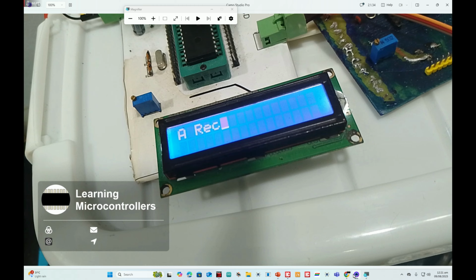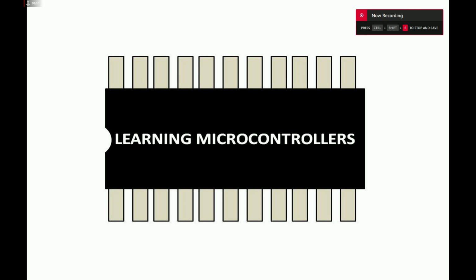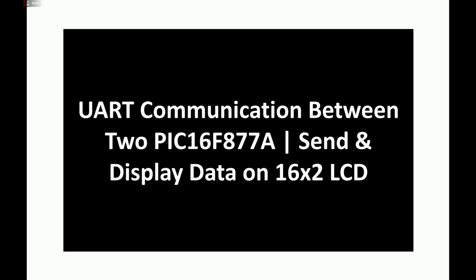So guys, welcome to learning microcontrollers. In this video, we will be establishing UART communication between two PIC16F877A microcontrollers. We will send a character or a letter, which will be our data, from one PIC to another PIC, and then we will have a 16x2 LM016 LCD on the second PIC, and we will do our programming in such a way as to display some data on that PIC's LCD using the indicator characters coming from the first PIC. So that's what we are going to do here as an exercise.